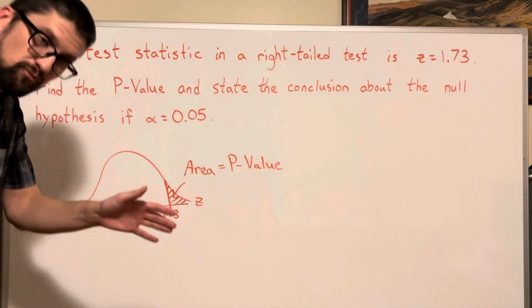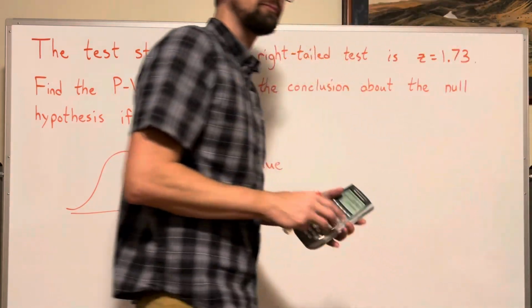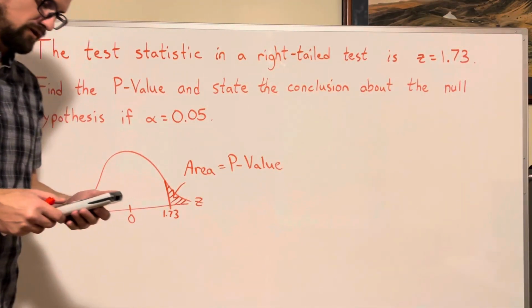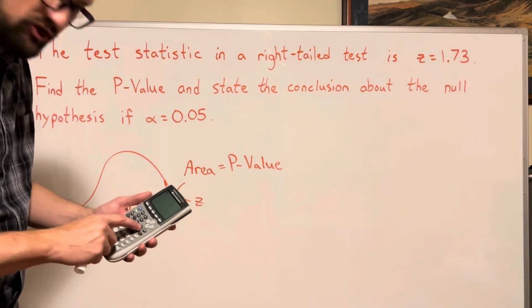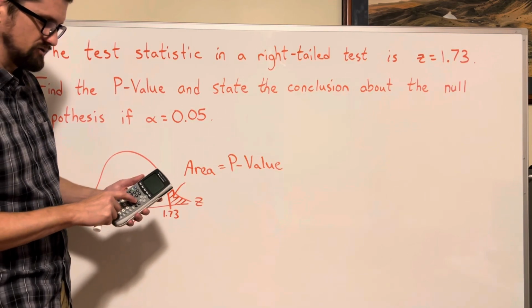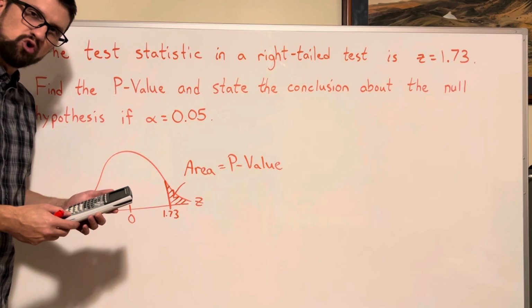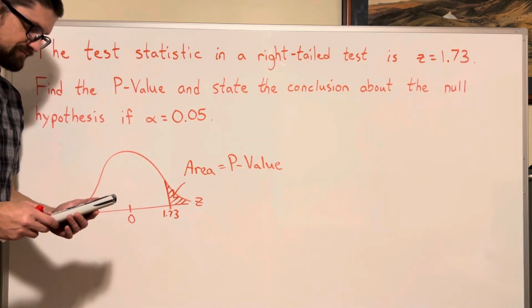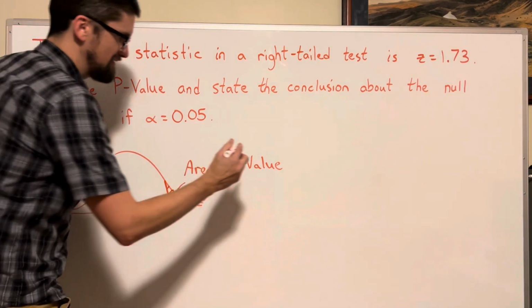You can use a table. If you have your hands on a graphing calculator, you can do a graphing calculator. You have to have distributions on your calculator. I'm going to hit second and then this button to go to the distributions, and go to where it says normal CDF. That calculates this area.